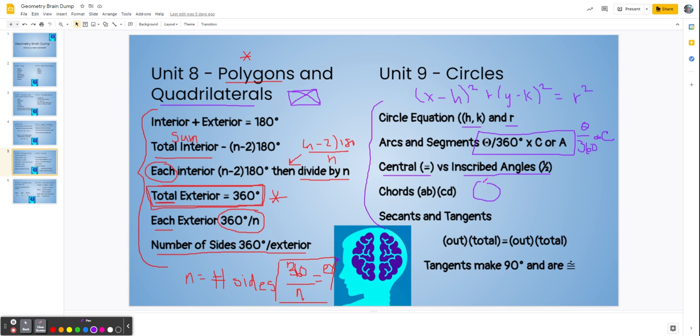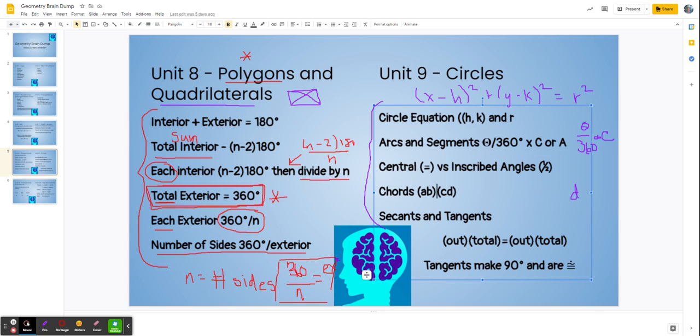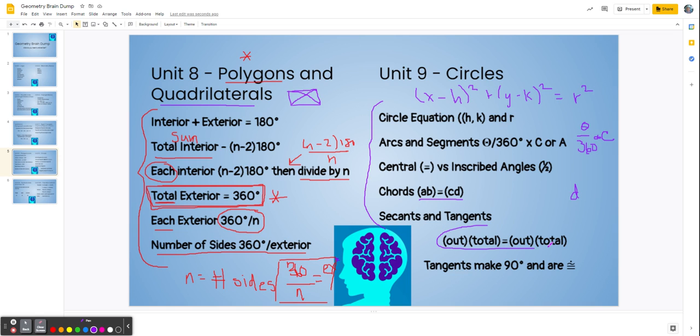Remember, chords are inside the circle. So if you have an X somewhere inside the circle, you've got 4 segments. You multiply the 2 that make one line and the 2 that make another line, and then you set them equal. There should be an equal sign in there. So AB equals CD. Make sure you put that equal sign in there. And then we know outside times the total and outside times the total, right?